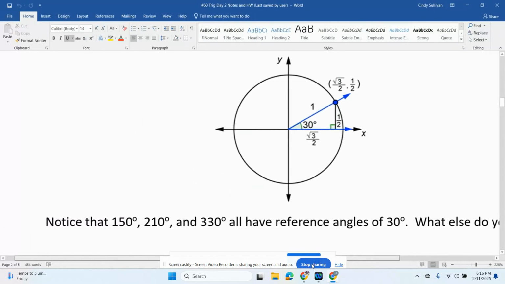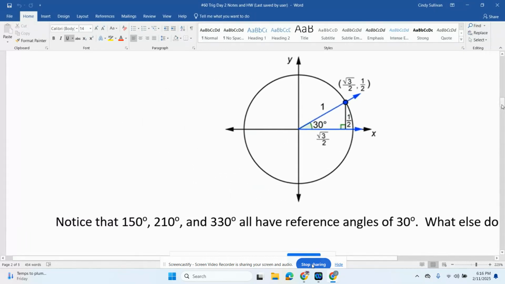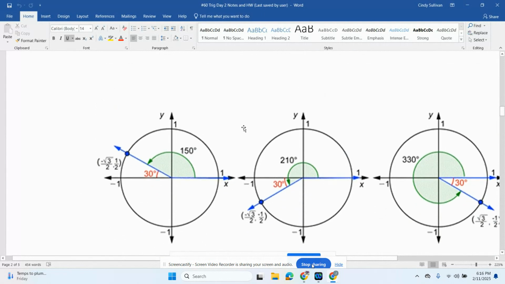So look, if we go and look here, look, 150 degrees. It is 30 degrees away from the x-axis. It has the same reference angle. But look, negative square root of 3 over 2 and 1/2. If I go down 30 degrees from the x-axis, that's 210 degrees. What is the coordinate? Negative square root of 3 over 2 and negative 1/2. So they have the same exact coordinate because they're both 30 degrees away. The only difference is the sign.